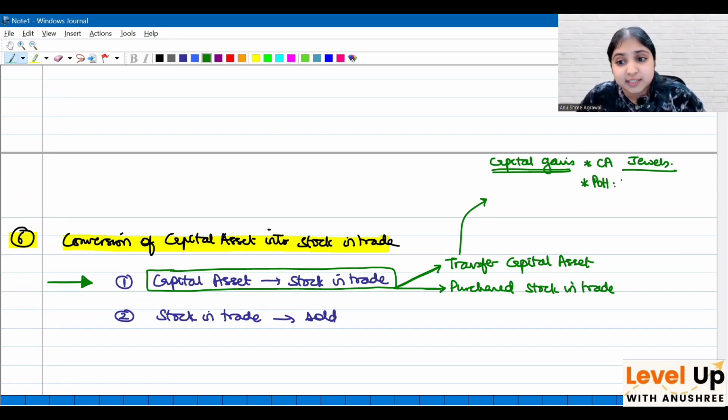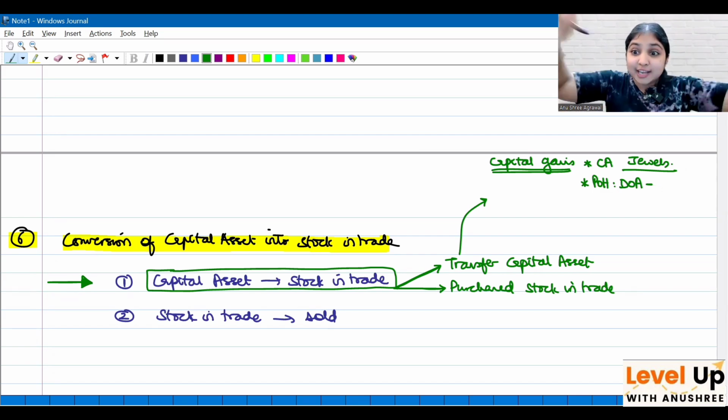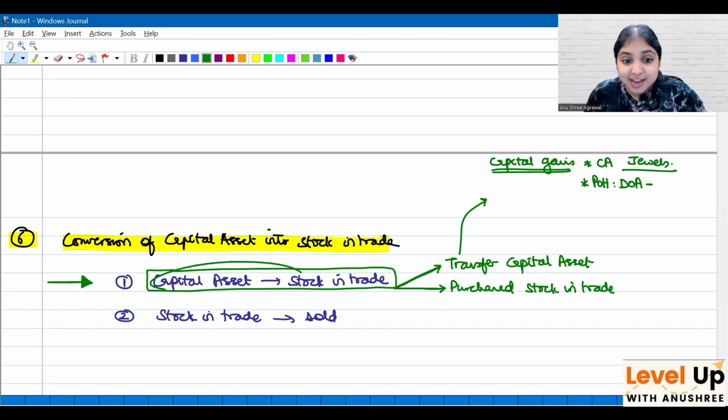Period of holding, when will it start? Whatever was your date of acquisition, whenever you purchased the jewels long back, that is when your period of holding will start. But tell me, when will your period of holding end? When are you transferring? What am I imagining on this date of conversion? I'm imagining you are transferring, guys. So when did the date of transfer happen? On the date of conversion itself, transfer has happened.